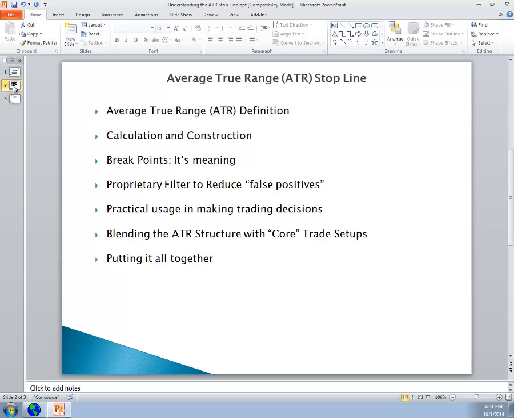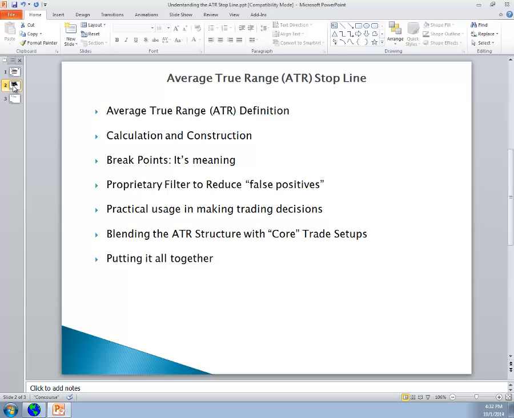Alright, so on the average true range stop line, I've outlined some topics here that I want to address. The average true range, the ATR: what the actual definition is, its calculation and construction, breakpoints, so you get a better understanding of their meaning and implications, the proprietary filter which I've created to reduce what are called false positives, and practical usage in making trading decisions. We all want to know the usage of it.